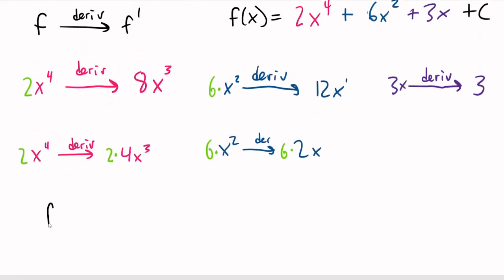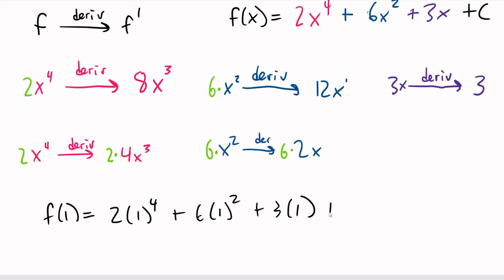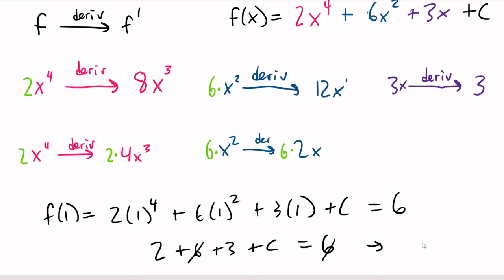Okay, f of 1 is going to be 2 times 1 to the 4th. Again, I'm plugging into the antiderivative. 6 times 1 squared, 3 times 1 plus c. That's got to equal 6, right? So, okay, that's 2 plus 6 plus 3 plus c equals 6. Okay, so then you just are simplifying here. The 6's go away. This is going to give you 5 plus c equals 0. So c has to equal negative 5.